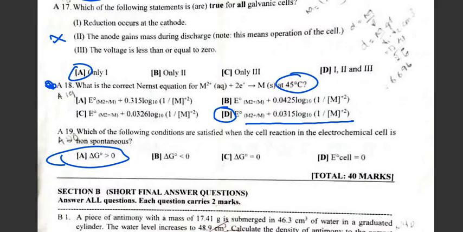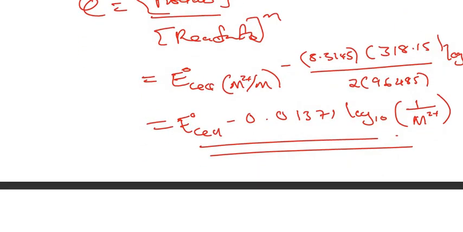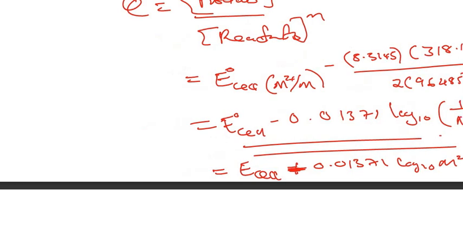And the only reason why this changes to positive is because of the ratio we've done on this side, the 1 over M to the power 2. Because we can actually change this. This can just be rewritten. I can show you here your indices. We can write this as E cell 0, there's a negative there, 0.1371, then this is log 10, M2 plus with the power -1. The -1 can come down, and then this becomes positive. So it can become like this.